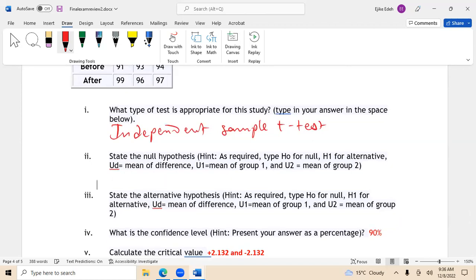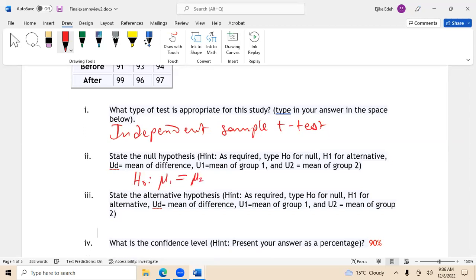So these are things that could be picked up easily, right? But you have to be clear with what type of test you're doing, isn't it? So here we know we're doing an independent sample t-test, so we know that the null hypothesis H0 is that the mean of group 1 is equal to the mean of group 2, always, right? The null always uses the equality sign.